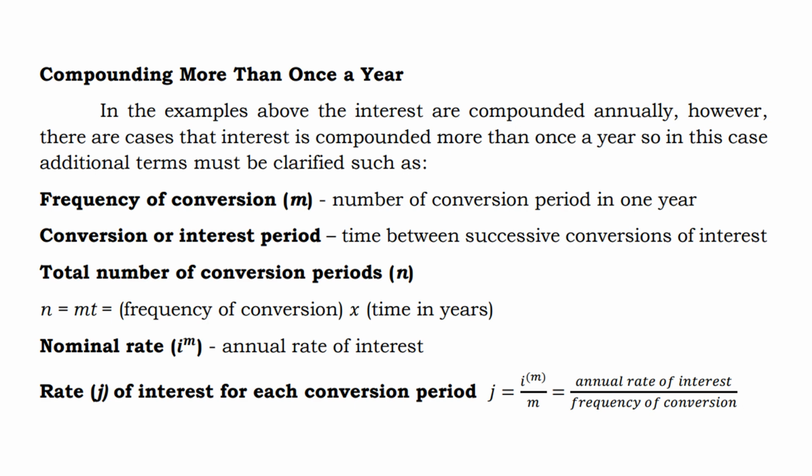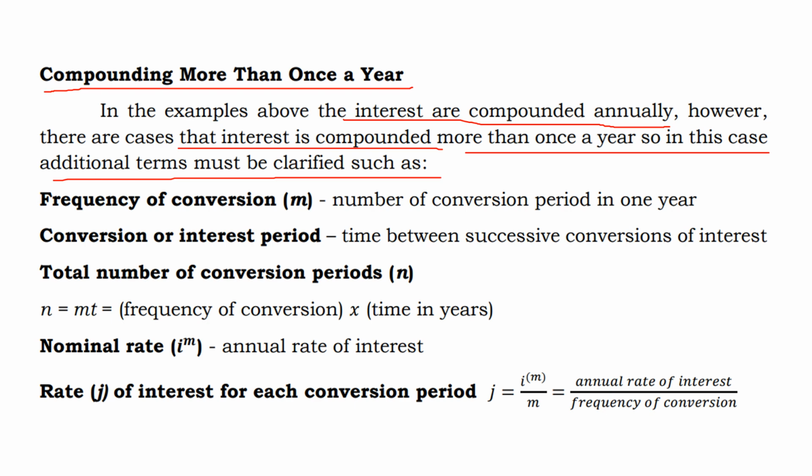So here, let's deal now with compounding more than once a year. So in the examples 1 and 2 above, the interests are compounded annually. And there is no problem with that because your T is in terms of years. It's automatic in terms of years when you're dealing with compounded annually. However, there are cases that interest is compounded more than once a year. So in this case, additional terms must be clarified. So it can be semi-annually, quarterly, or monthly. So it depends on the given problem.